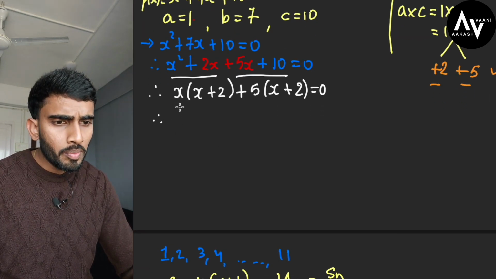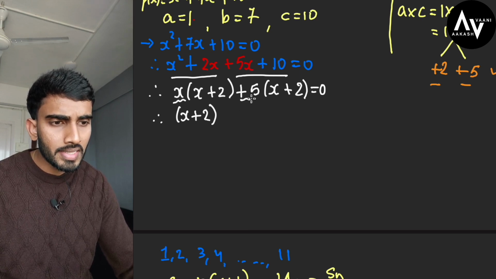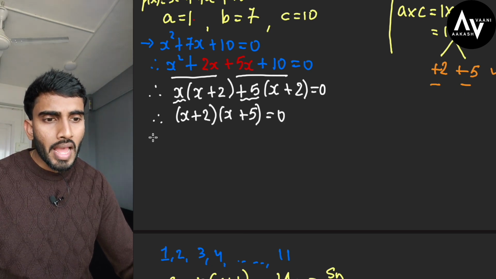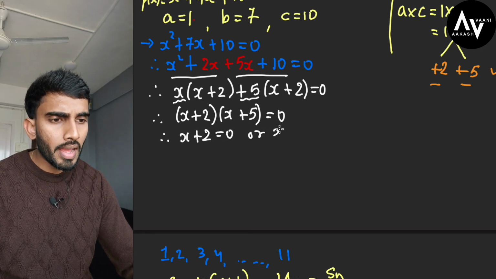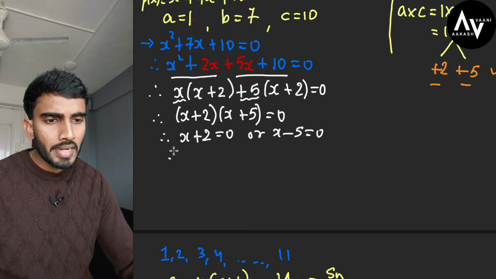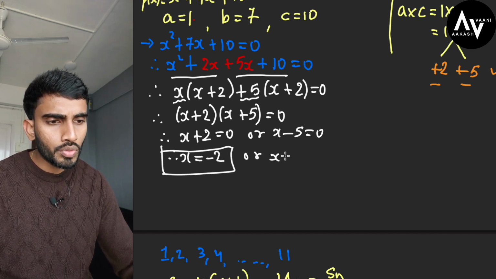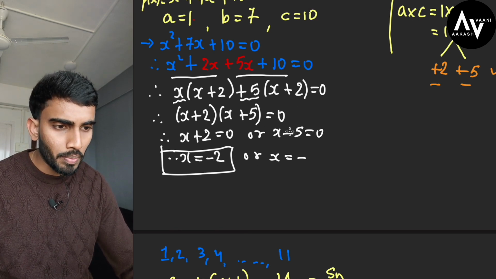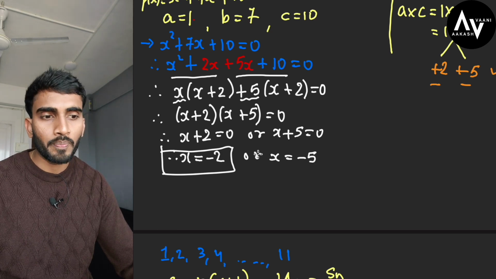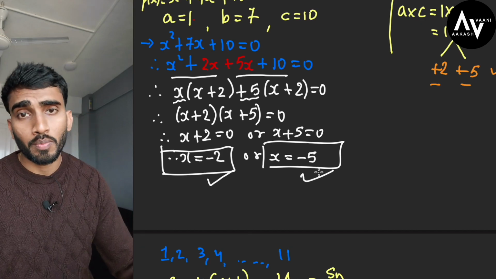Now in one bracket I will have x plus 2, and in the other bracket we will have x plus 5. So x plus 2 times x plus 5 is equal to 0. As a result, we will get x plus 2 is equal to 0 or x plus 5 is equal to 0, and this will give me x is equal to minus 2 or x is equal to minus 5. So minus 2 and minus 5 are the two zeros of this polynomial.